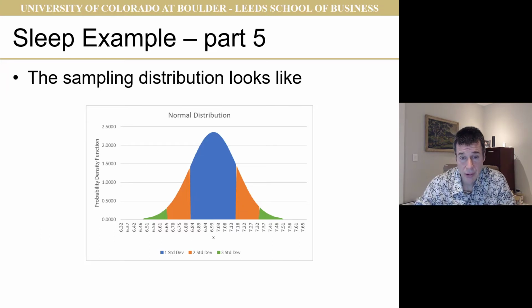Again, this is what our sampling distribution looks like. In blue, we have plus or minus 1 standard deviation, so 68% of the distribution is in that. 2 standard deviations, that's about 95% of the distribution, again in orange, and 3 standard deviations is in green.